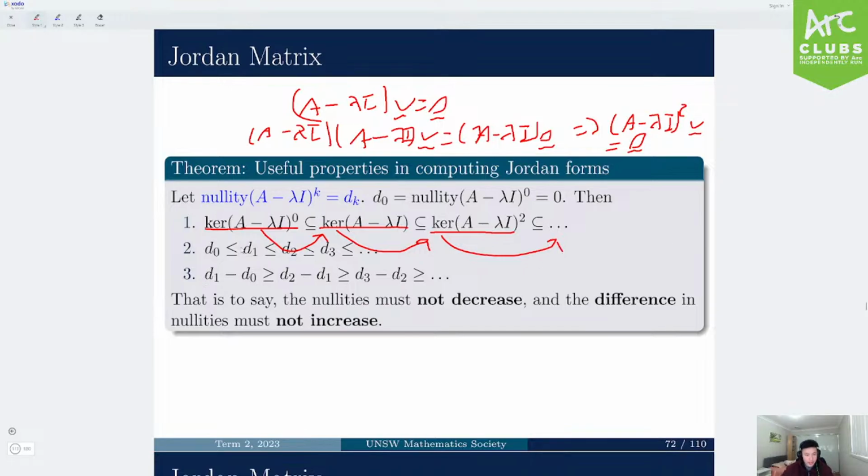Okay. And because the kernels are subsets of the increasing powers, if we just take the dimension, that's going to tell us that the dimensions of the kernels are also going to be subsets of the respective increasing powers, which means that the nullities are also going to be increasing. Okay, so d0 is going to be less than or equal to d1, less than or equal to d2, and so on. That's just from the notion that if A is a subspace of B, then the dimension of A is going to be less than or equal to the dimension of B.